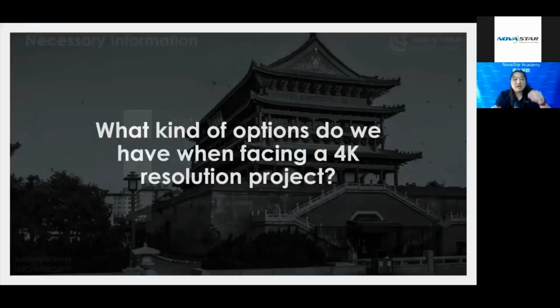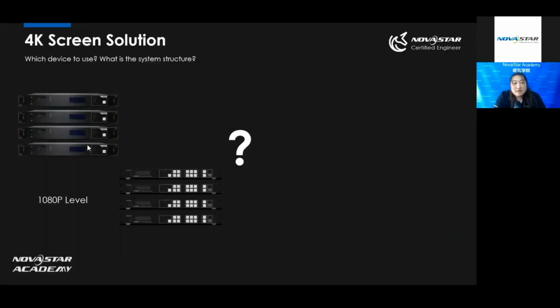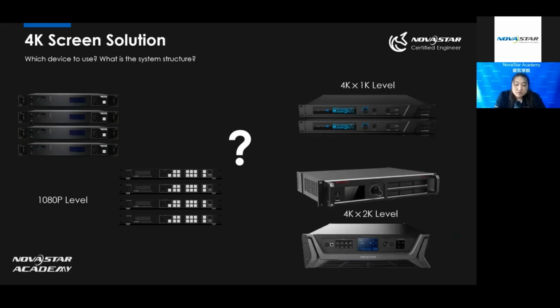All right, let's see what kind of options we have within a 4K resolution project. I think you're really familiar with these devices, right? The 660, and this one, the VX4S, and what else? The MCTRL R5, the MCTRL 4K, and the NovaPro UHD Junior or NovaPro UHD.